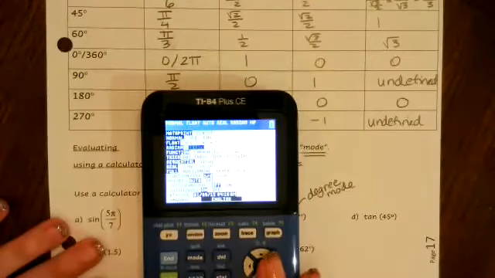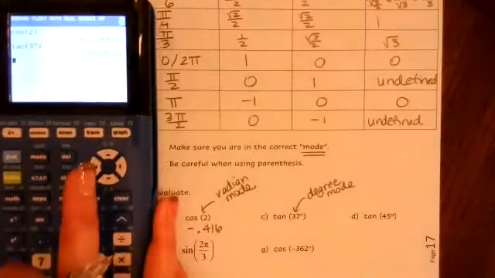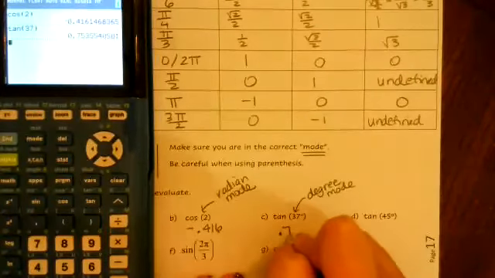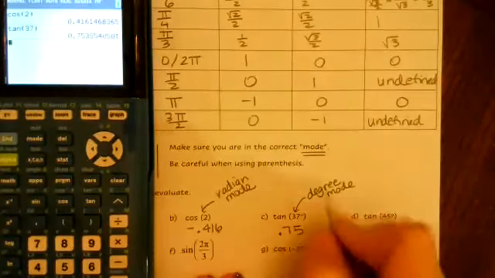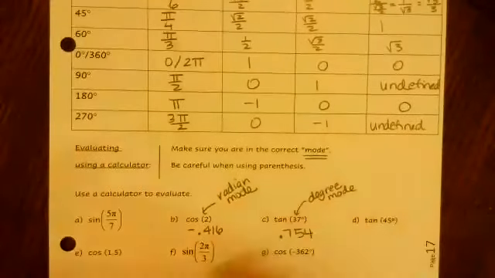Now to do this other one, tangent of 37, again, I would go to the mode, and this time I would change it from radian to degree. Now I can do the tangent of 37. If you don't do that, you're going to end up with the wrong answer. So make sure that you're careful with that. We keep our 3 decimals, so 0.754 would be the answer to that one.